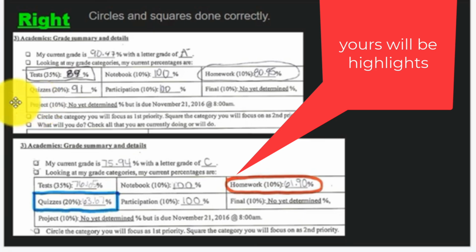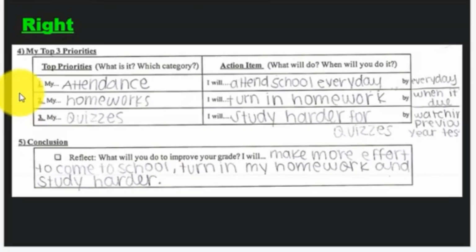Look at number 3. You're going to have to square and circle. Do you guys see these squares and circles? Do you see them on these examples? And then put your finger down at 4 and 5. It's kind of like, what do you need to work on, your top priorities? You write something like your attendance, your homeworks, your quizzes. What are you actually going to do, and when are you going to do it by? Okay? All right. So you just basically look at Aries. You're looking at your grades. You're looking at your attendance, and these are the top mistakes and hopefully some due dates.